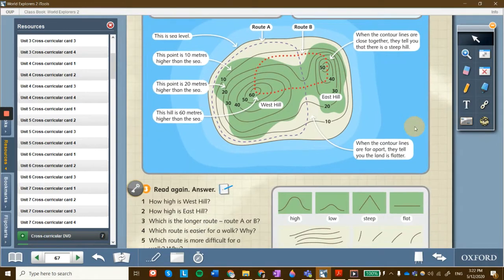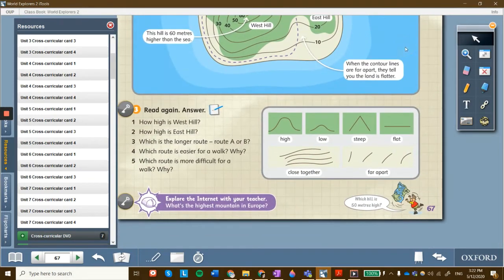Okay, then we're going to look down here. And you can see that there are some vocabulary words down here, but I think you know all of these. I just want to ask you, which of these means that it will be a steep hill, and which means it will be a flatter hill or maybe a low hill? What do you think?